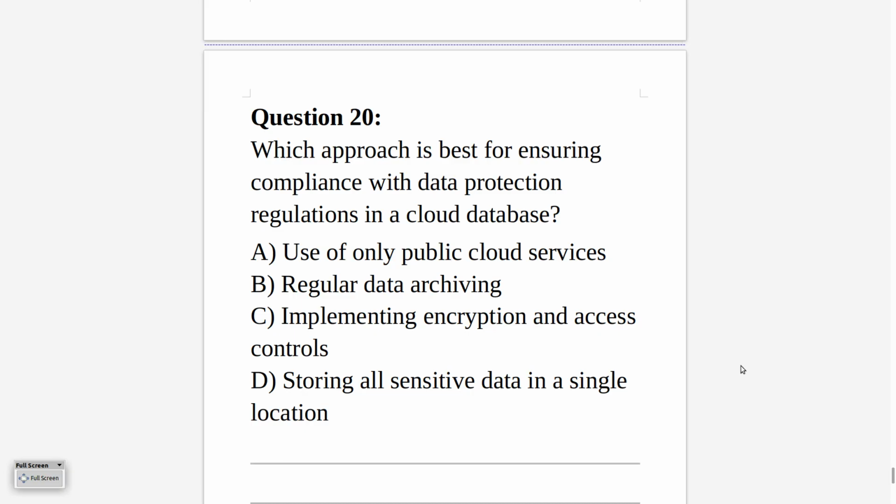Final question, number 20. Which approach is best for ensuring compliance with data protection regulations in a cloud database? Okay, so A, use of only public cloud services. B, regular data archiving. C, implement encryption and access controls. D, store all sensitive data in a single location. Okay, the first one, D, I mean, it might make sense to store your most sensitive data in one place and then kind of barricade it as if it were like Fort Knox. But I don't know in information security whether it's good to actually put sensitive data in one place or to spread it out.